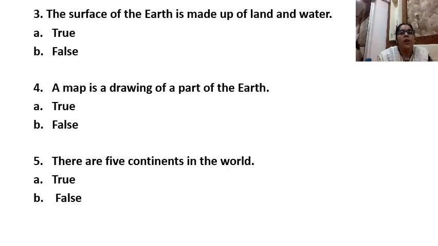The surface of the earth is made up of land and water. Children, is this statement right or wrong, true or false? Yes, the earth's surface is made up of land and water, right? So, the answer is true. So, you have to click on A option. Okay, you have to click.